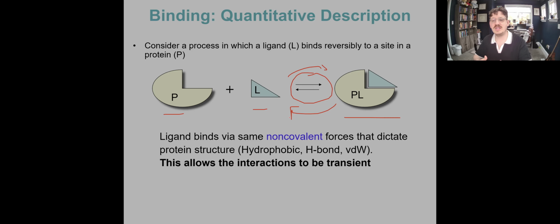And so the interaction that they make needs to be largely non-covalent, because a covalent bond is going to be harder to break. So it's going to be things like hydrogen bonds, electrostatic attraction, the hydrophobic effect, and van der Waals forces, which are putting them together, allowing them to break apart again.